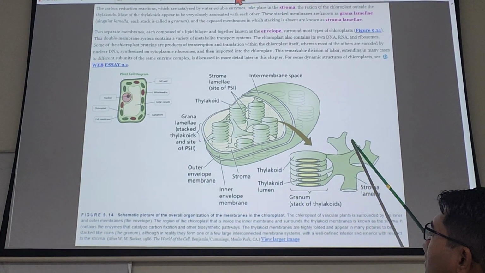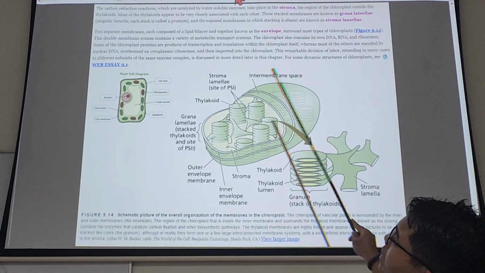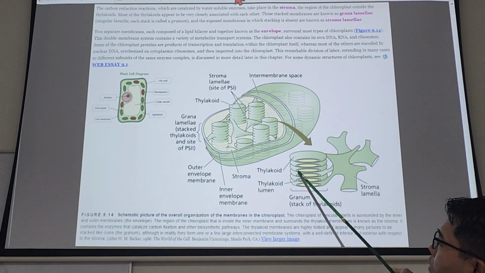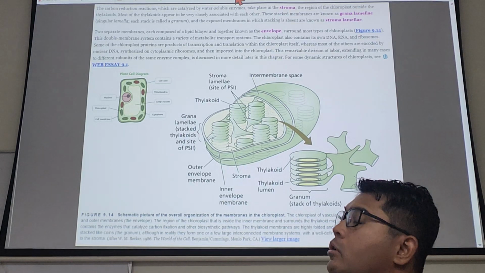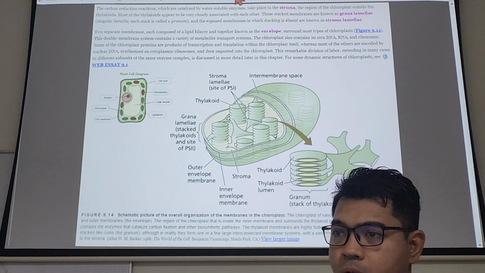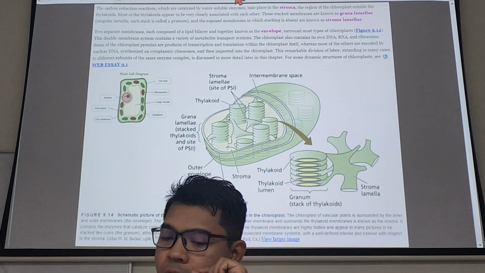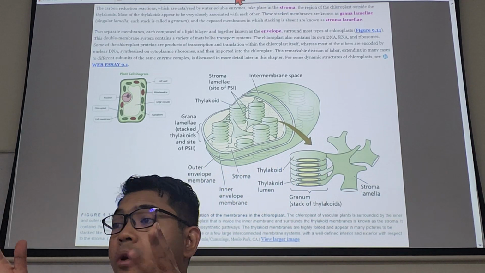And what about these connecting bridges here? This is called the stroma lamellae. It is not part of the pancake, but rather protruding out of the structure. Look at this. This is actually not an individual disc, even though I called it that just now. It's actually like your intestine.